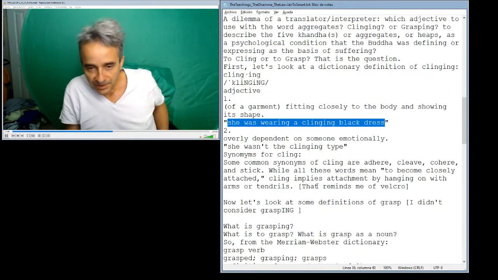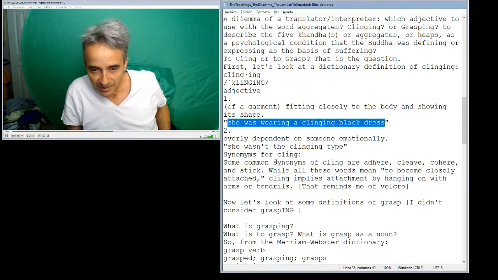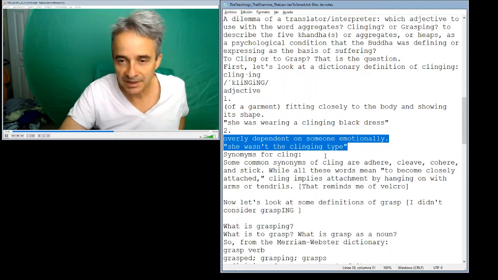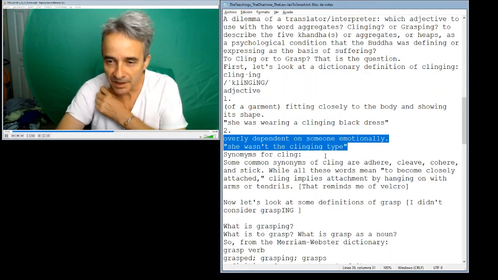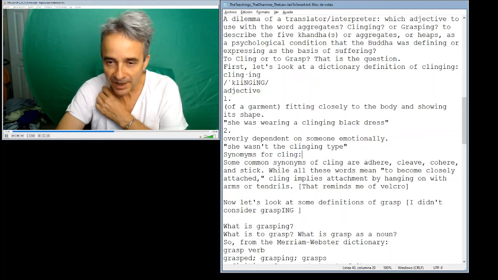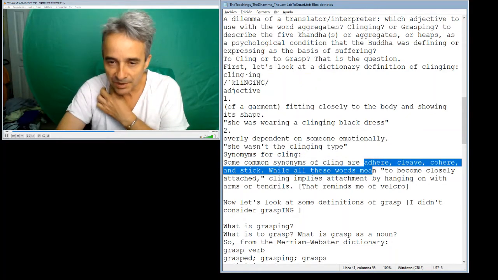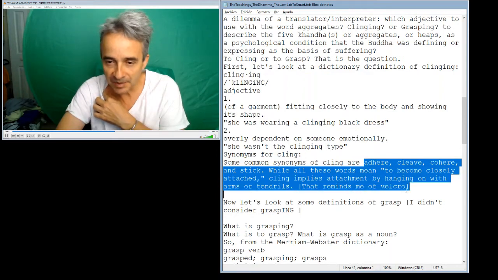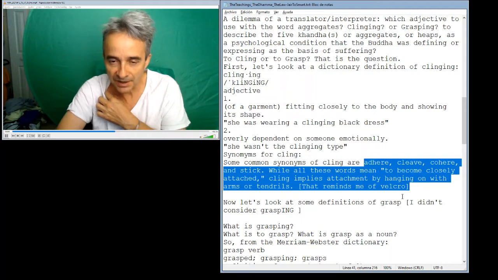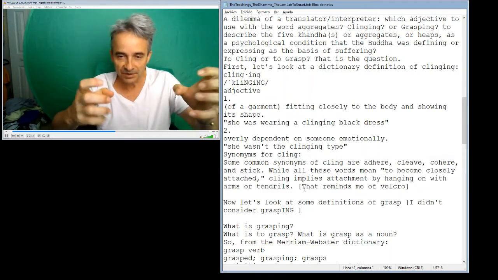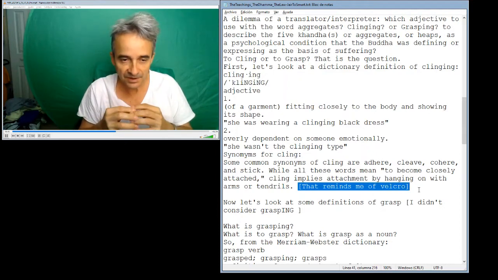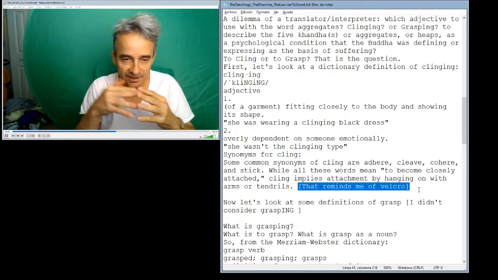But the actual meaning that we want here is number 2, overly dependent on someone emotionally. She was the clinging type. Synonyms for cling: adhere, cleave, cohere, stick. All these words mean to become closely attached. Clinging implies attachment by hanging on with arms or tendrils, like Velcro, which has tendrils.